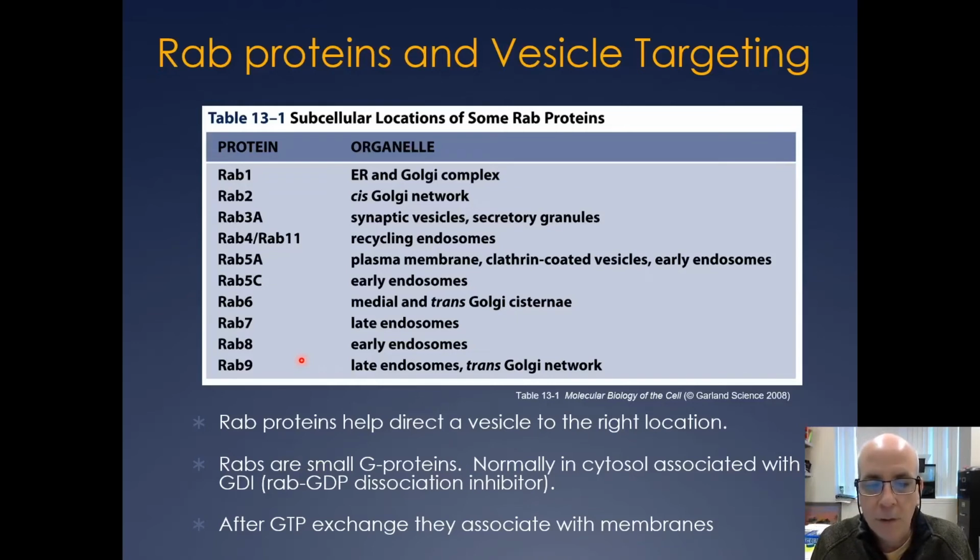Okay, now normally the Rabs, they're just small G proteins, and they're normally associated in the cytosol with these proteins called GDIs, and these are Rab GDP dissociation inhibitors. Okay, these prevent the exchange of GDP for GTP. But once you have GTP exchange with the Rabs, they can actually associate with the membrane. So here's just a whole family of Rab proteins, and here are basically the target organelles that they function on. So Rab1 is between ER and Golgi, Rab2, the Golgi network, Rab3A, synaptic vesicles and secretory granules. You don't have to memorize these, just know that the Rabs are involved in fusion.